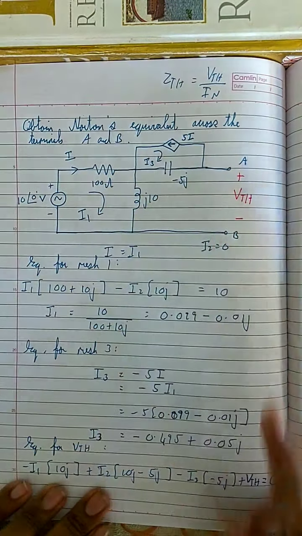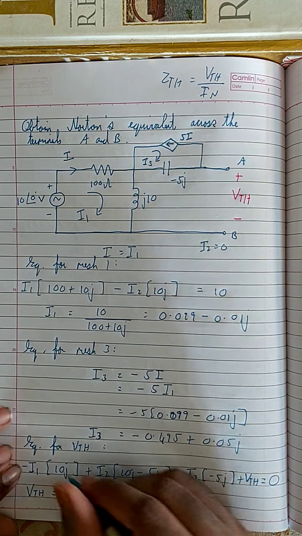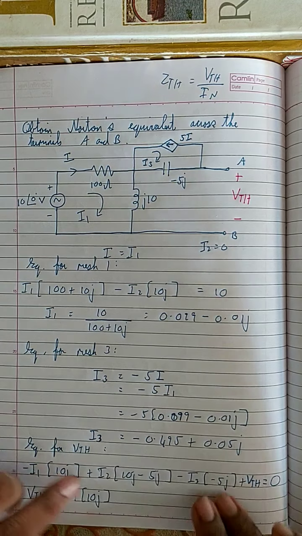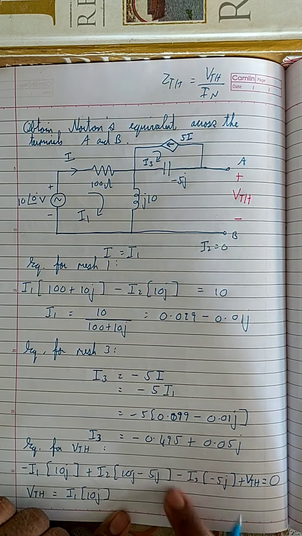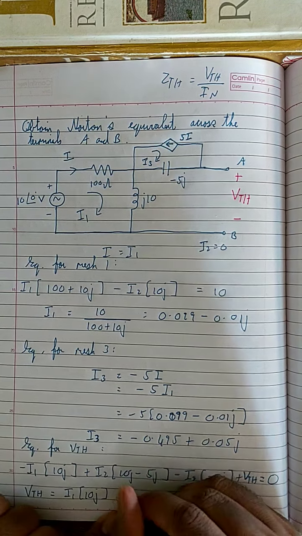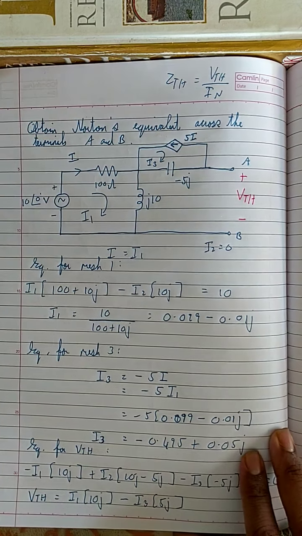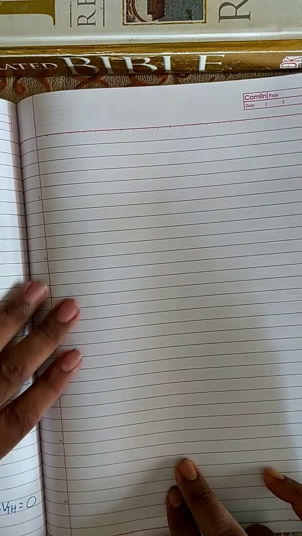So in that case, I know the value of I1, that is this value. I know that the value of I2 is equal to 0, and I know the value of I3, that is equal to this value. Therefore I can find the value of VTH. So VTH is equal to I1 into 10j. I2 is 0, and minus of minus is plus, so it is minus I3 into 5j. This is the equation. Okay, this is the value of VTH.